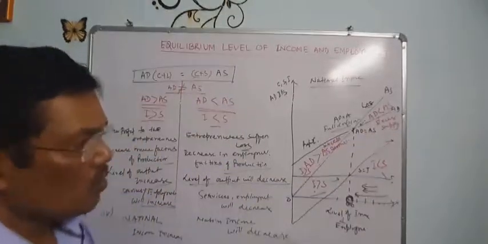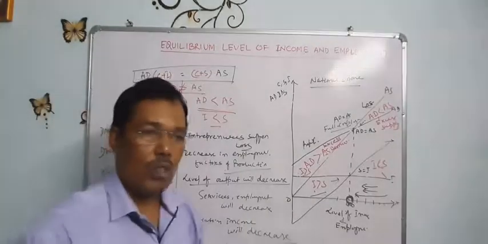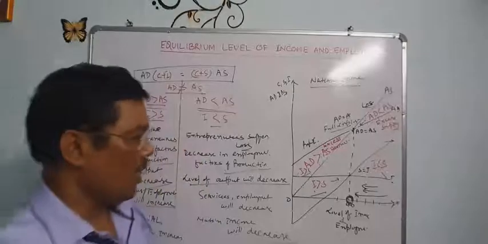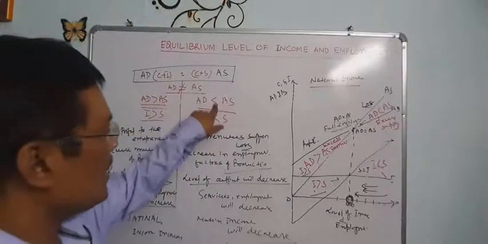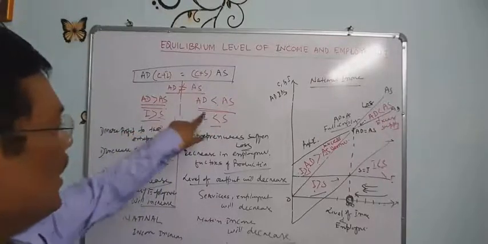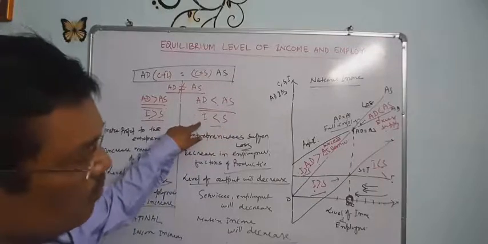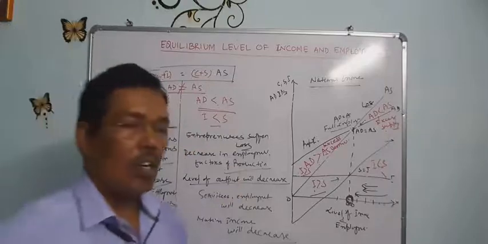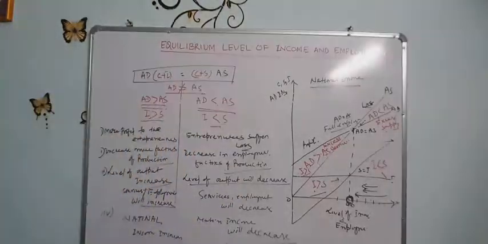With regard to these two situations, if I ask which stage you will prefer, either the first stage, AD greater than AS, or the second stage, AD less than AS. Where AD is greater than AS, that time I is greater than S, and where AD is less than AS, that time I is less than S. So which situation will you prefer, aggregate demand or excess aggregate supply? No doubt the real answer is that aggregate demand is better than aggregate supply.